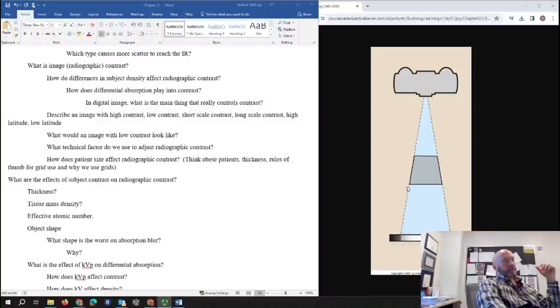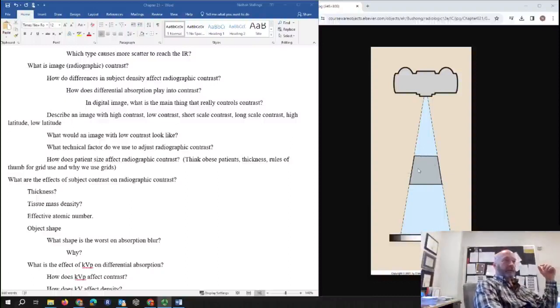Absorption blur is a thing that affects not just sharpness of recorded detail, but also visibility of recorded detail, because it gives the appearance of a loss of contrast. So if your X-ray beam follows the shape of the object well, like what we talked about in both the spines and the wrists, if we shoot the wrist AP, this would be a conical shaped structure.